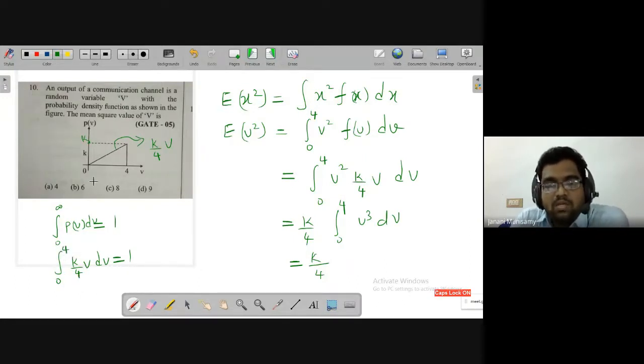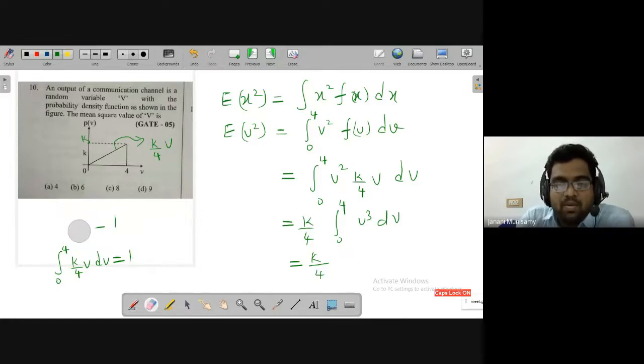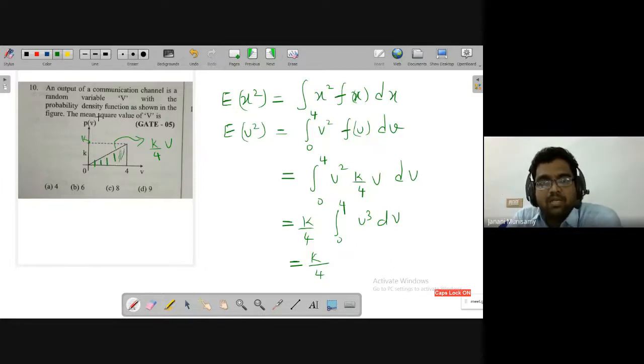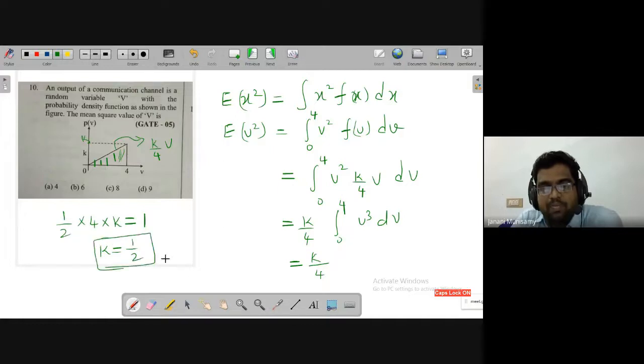Otherwise, a simple method I can tell: instead of doing the integration, just calculate the area here. The area under this function has to be 1, because it is the probability density function. Any probability density function, the overall area has to be 1. So what is the area here? 1 by 2 times 4 times k has to be 1. So k is equal to 1 by 2.